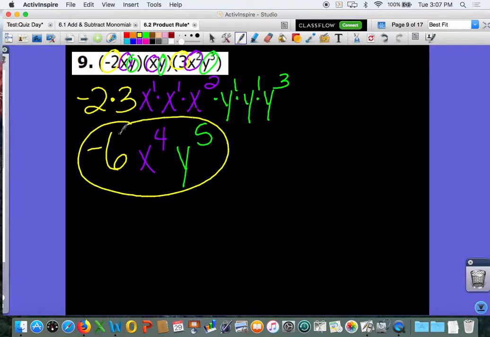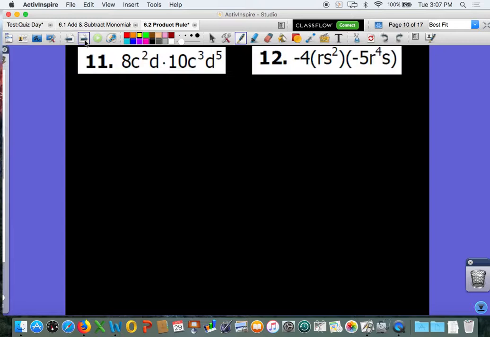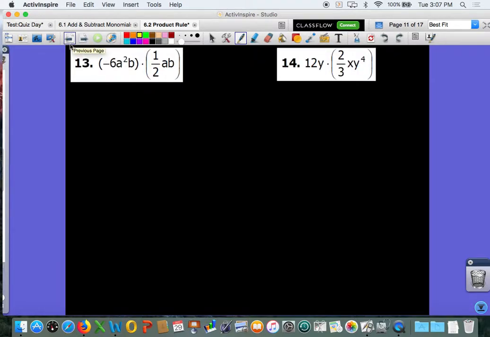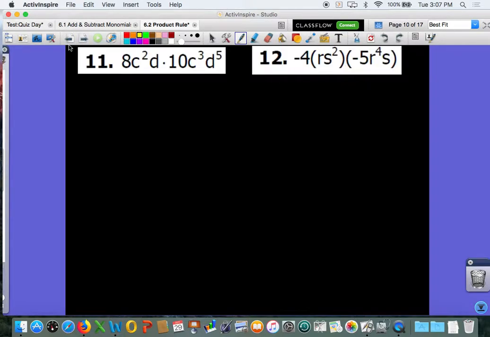I've simplified it as far as I can. Let's look at number 12 as well. Whoops, I went a little far. So we can go ahead and do 11 and 12 right here. So I've got 8 and 10. I can do the rewriting method. I've got 8 times 10. I've got c squared, c to the 3rd, and I've got d, which I know is actually d to the 1, and d to the 5th.